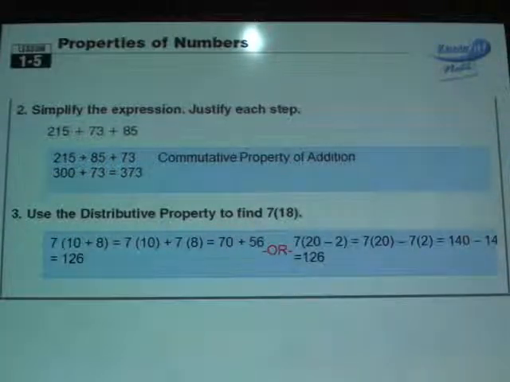Again, you should spend your time focusing on how can I make a question easier? How can I do this problem without having to pick up a calculator? How can I make my brain strain the least to find the solution? That's what the properties of numbers and using the properties of numbers here is all about.